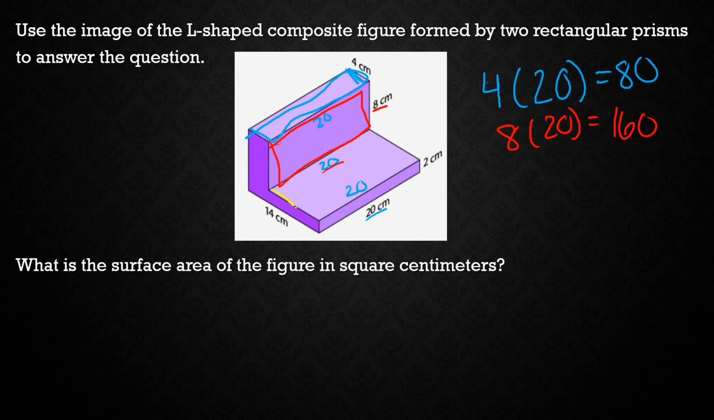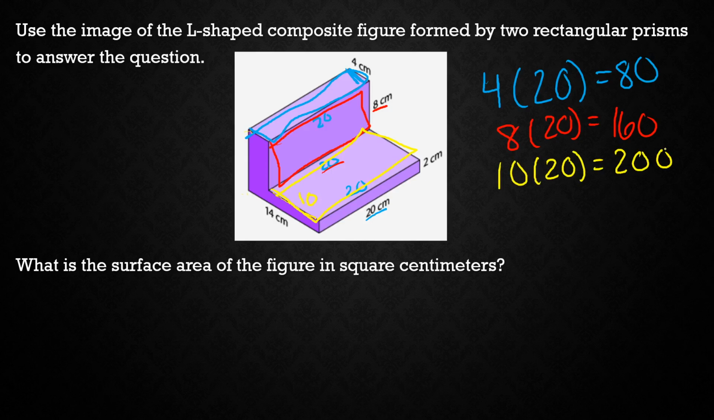Then let's do this next one. Now this next one is a little bit different because notice how I don't know what this side length is here. I know that this bottom right here is 14, and I know that this top part here is 4. So to figure out what this is, I need to take 14 and subtract 4 from it. I'm doing that because this length is 4 centimeters, and I know that this whole length down here is going to be 14. So if I do 14 minus 4, that is going to give me 10. Okay, so I'm going to be doing 10 times 20.